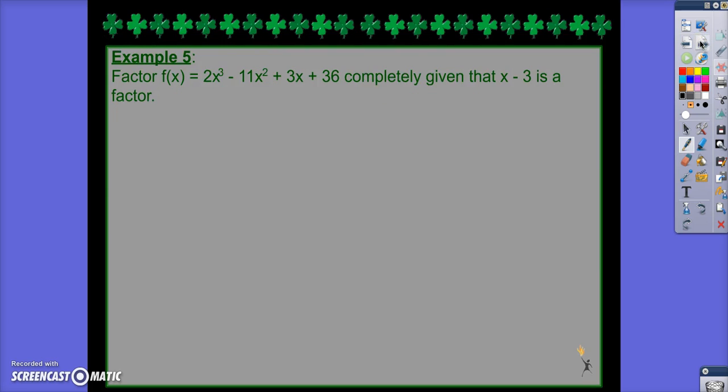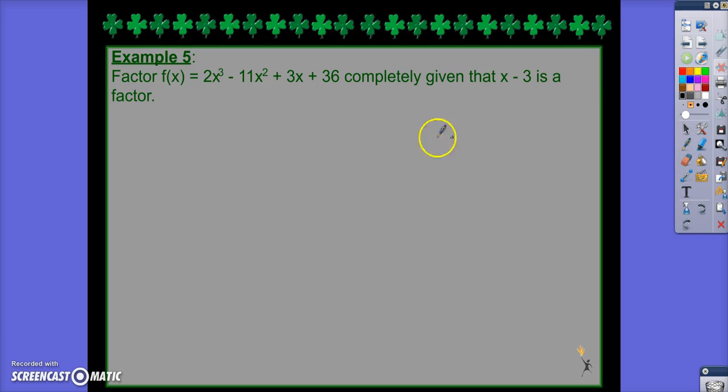So now where we're continuing on with our lesson is we now say factor completely. If you remember in the previous part of the lesson, I asked you to do synthetic division. Well, now we're building upon that, and we're still going to do synthetic division, but we're going to continue factoring from that point. All right.